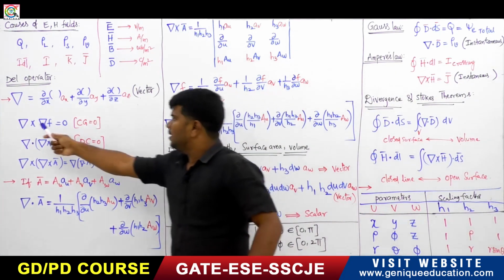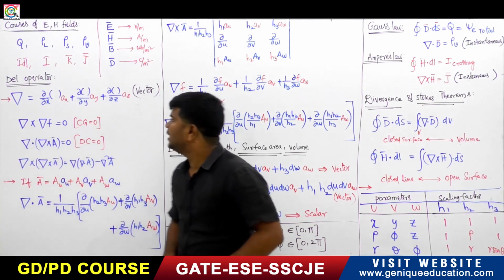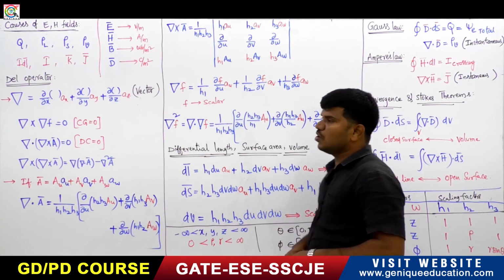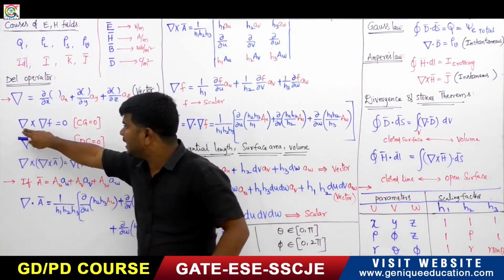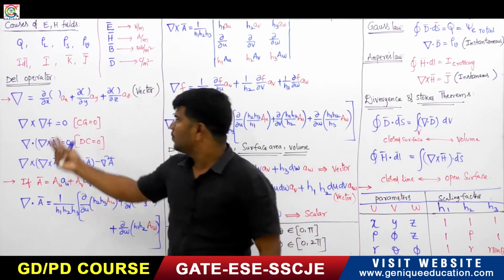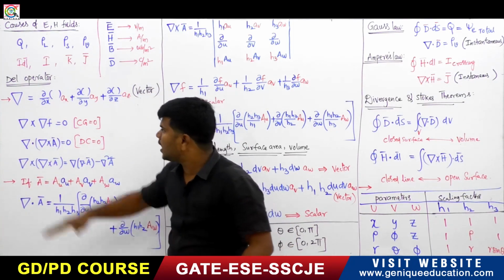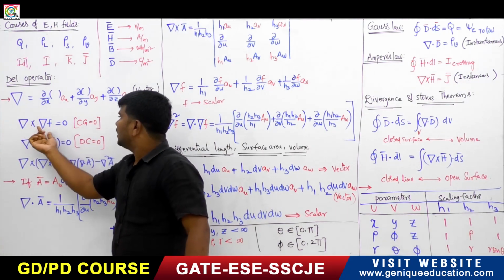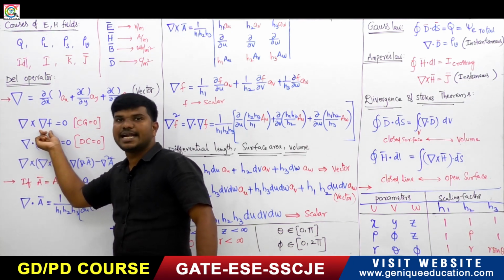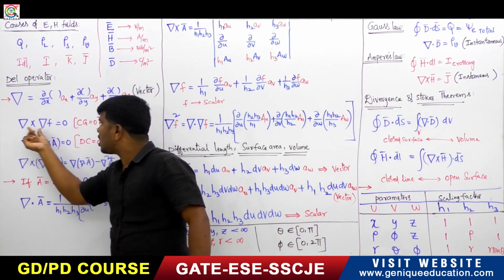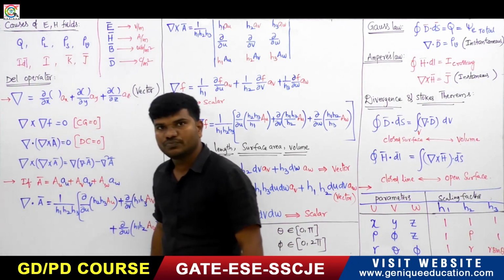So what is this? del cross del f is equal to 0. So what is the meaning of this? The curl of the gradient. Already you know del cross represents a curl. So del of any scalar represents the gradient. So del cross gradient, the meaning of this one is: the curl of gradient is 0. The curl of gradient is 0, right?